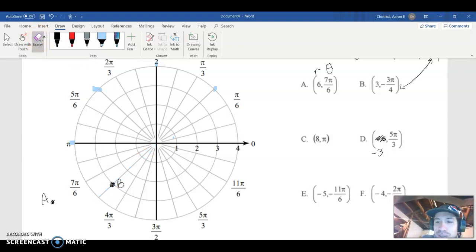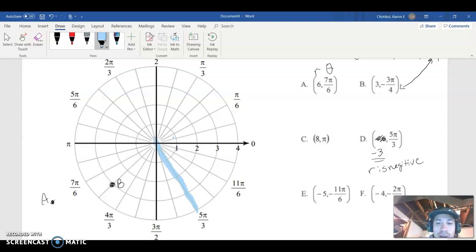You'll notice what's different here is a negative radius. There's nothing crazy about it. It's plotted a little bit differently, but we're still going to follow our process here. The first thing I'm going to do is highlight 5π/3. 5π/3 is right here.